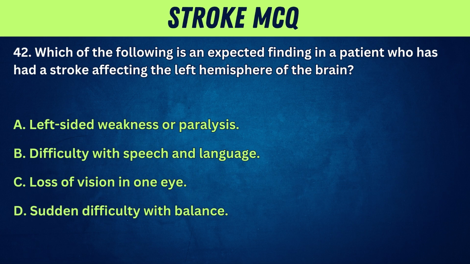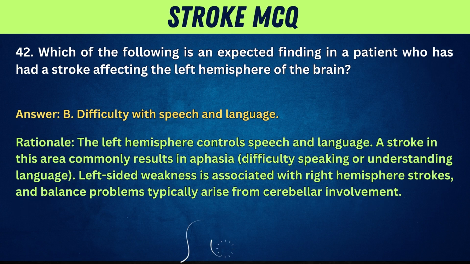42. Which of the following is an expected finding in a patient who has had a stroke affecting the left hemisphere of the brain? A. Left-sided weakness or paralysis. B. Difficulty with speech and language. C. Loss of vision in one eye. D. Sudden difficulty with balance. Answer: B. Difficulty with speech and language.